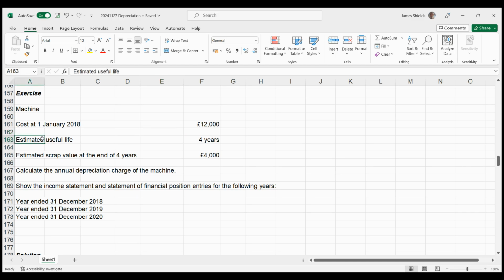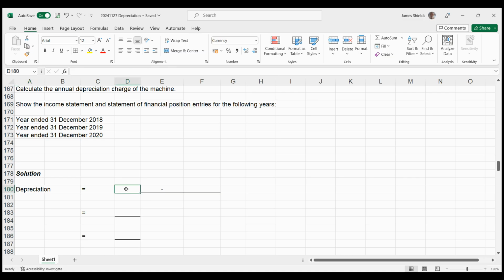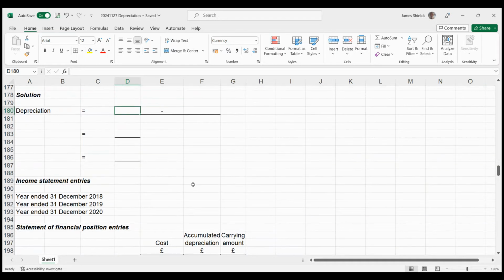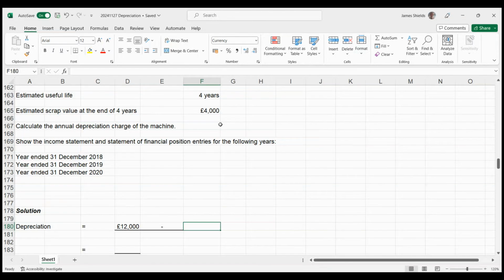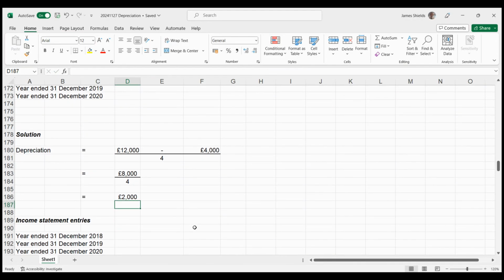So we notice here we've got the estimated useful life and estimated scrap value. So that means we're going to have our cost. So the cost of the item, if we go back to the question, was £12,000. We take away the estimated scrap value, which here is £4,000. Then divide by the number of years, which was 4 years. So 12,000 take away 4,000 gives us 8,000. Divided by 4, and that then gives us £2,000. So the depreciation charge each year will be £2,000.